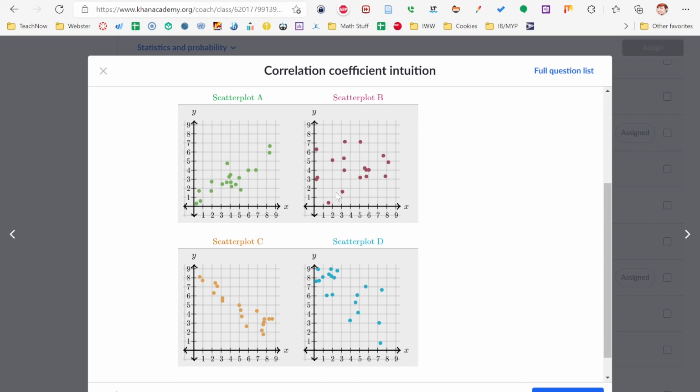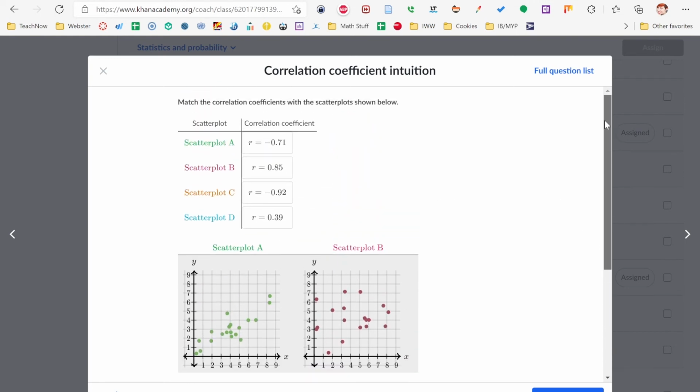Scatter plot B is pretty much everywhere. I expect this to be pretty close to 0 because I've seen this Khan Academy assignment before. I'm going to guess it's actually a positive value, maybe like 0.3, 0.4, but not as high of a number as for scatter plot A. Let's go up here. We want our highest value to go to A, and then scatter plot B is 0.3. Like, that's not good. These points are sort of all over.